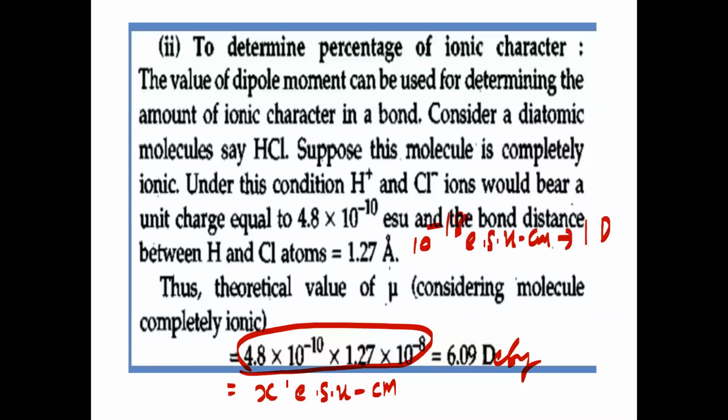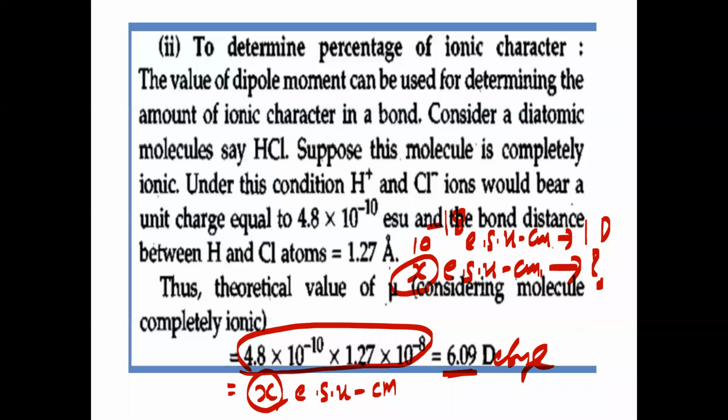Then here, how many esu centimeters did we get? x esu centimeters. How many Debye is that? Is the concept clear now? 10 power minus 18 esu centimeters is equal to 1 Debye. Therefore, x esu centimeters will be equal to how many Debye we can calculate. Then we will get 6.09 Debye units.